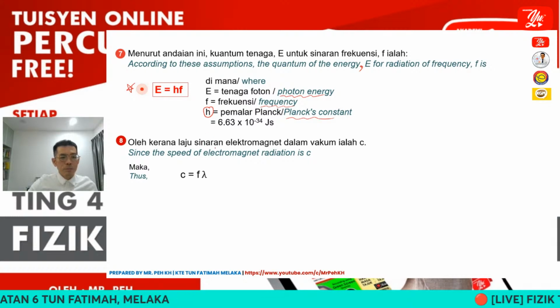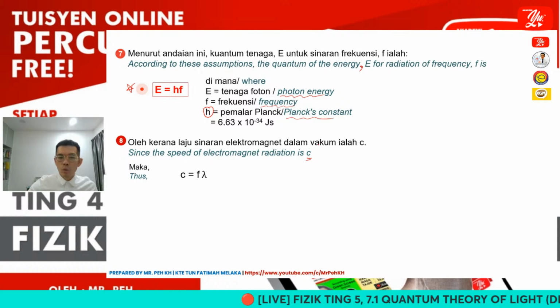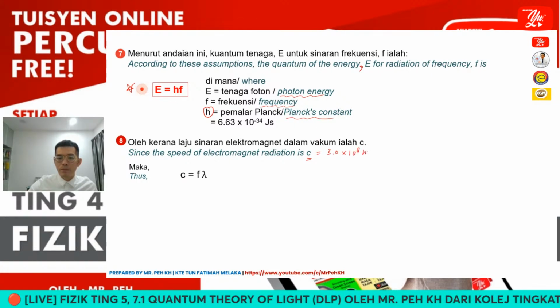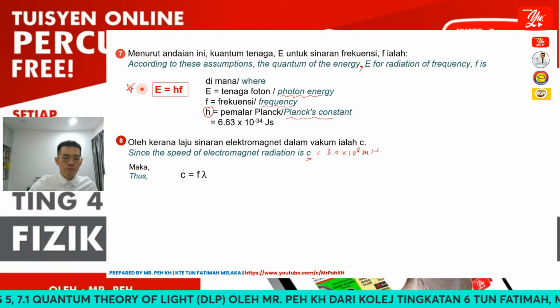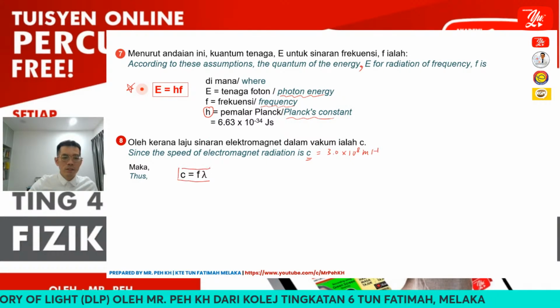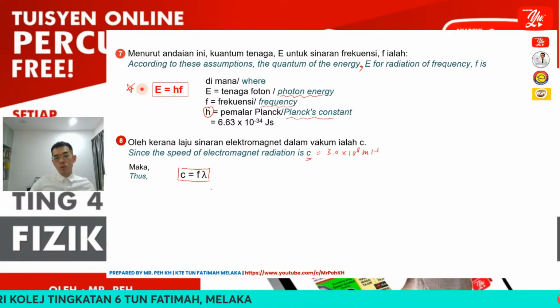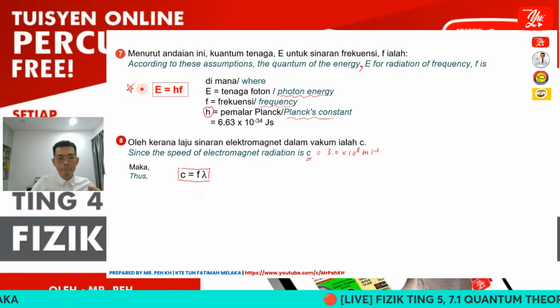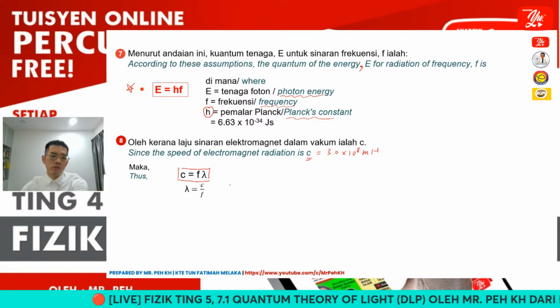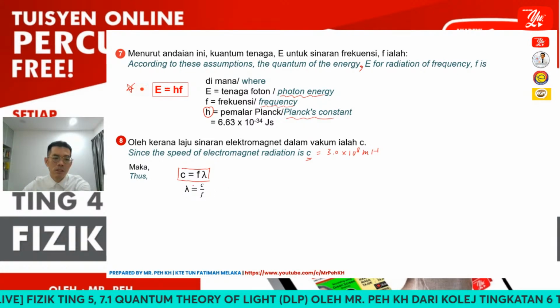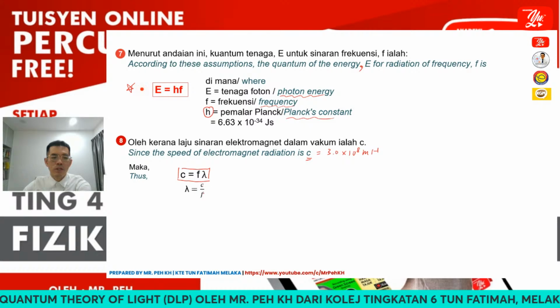Okay, so for the speed of electromagnetic radiation, we use the symbol C, which is equivalent to a value of 3.0 times 10 power 8 meter per second. So here we have the formula, speed of light equals F lambda. This formula you also learned already in chapter 5, form 4. Okay, so the wavelength can be related to frequency with this arrangement, where wavelength equals C over F.